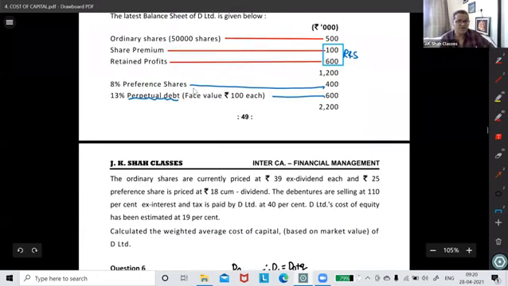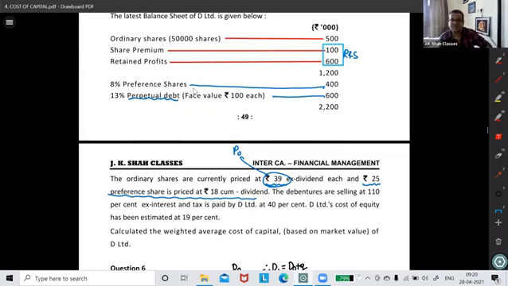All the data as well. See, ordinary shares are currently priced at 39. So what is this, guys? This is P0. And rupees 25 preference shares are priced at 80. When I say rupees 25 preference shares, this rupees 25 is the face value. They are priced at 18 cum dividend.